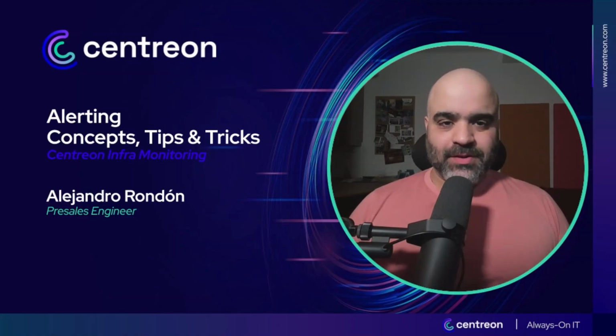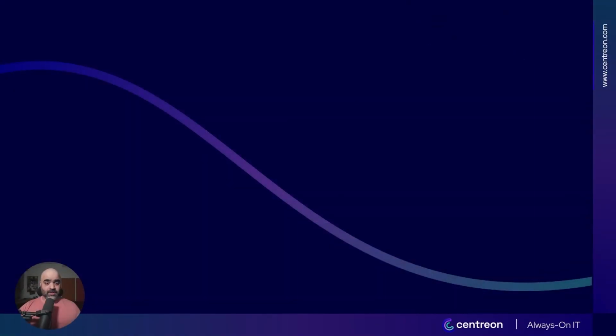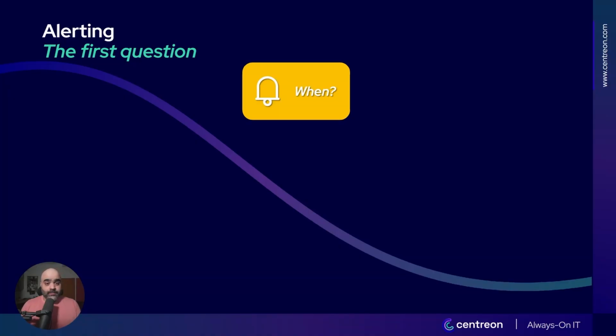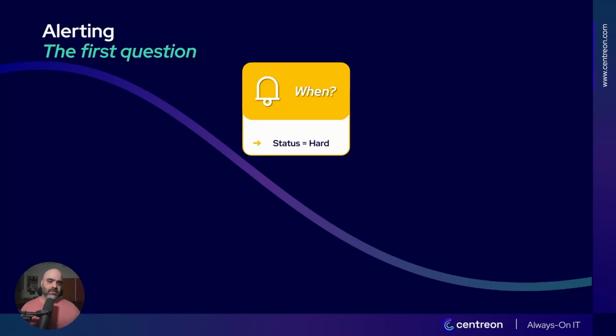Before we start the presentation, the how to configure, I want to go through some basic concepts. When you're monitoring with Centreon, you have to ask yourself 4 questions. The first question is a very important one, which is when. When are you going to receive these notifications? In Centreon, we will send you the notification when the status of the device or the host is hard. That means it's a confirmed state of the failings.